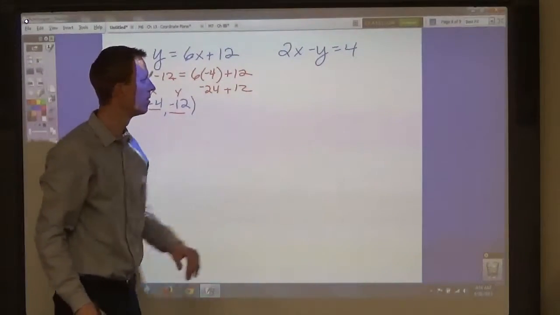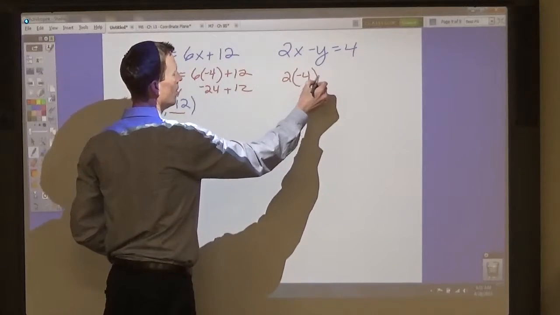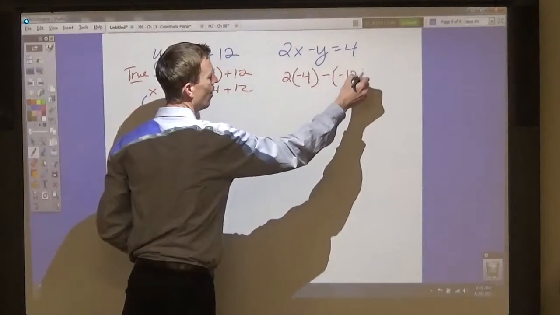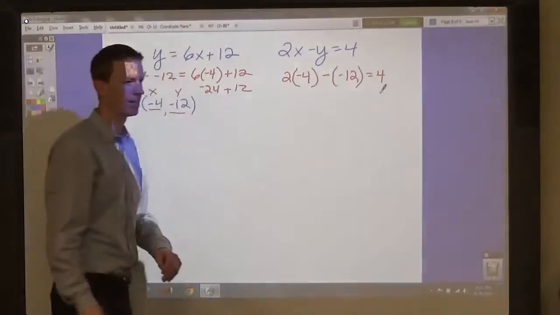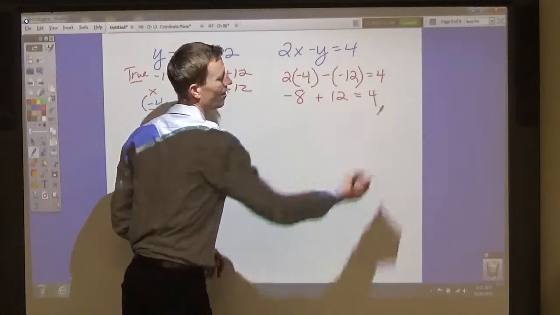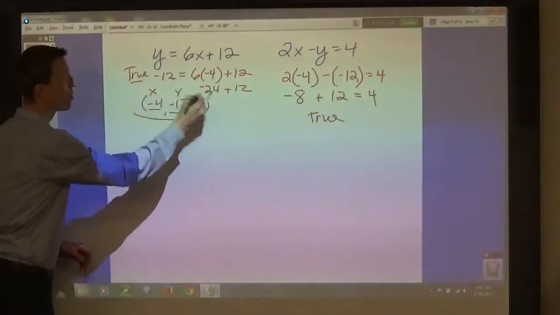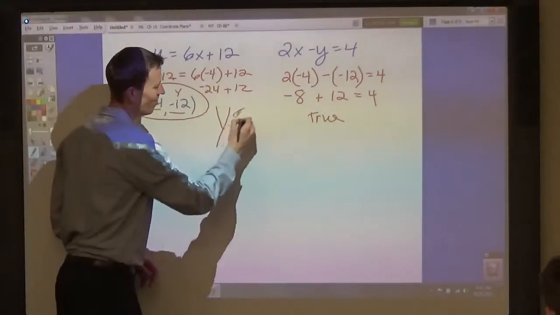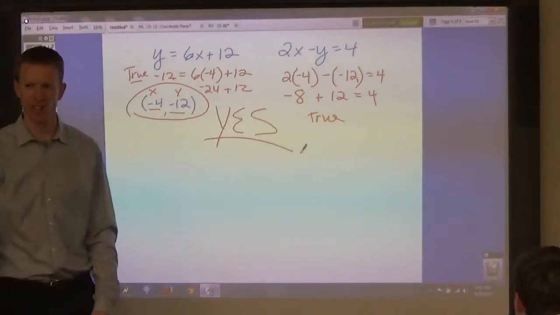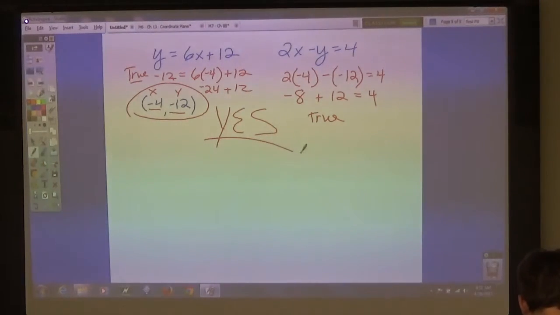Is it true for this one, Chase? Yes. 2 times negative 4 minus negative 12. Is that equal to 4? Yes. Negative 8 plus 12, right? That's equal to 4, Troy. So this one is true also. So is this the solution? Yes. That's the process: graphing them to find a point of intersection, or putting in the point.